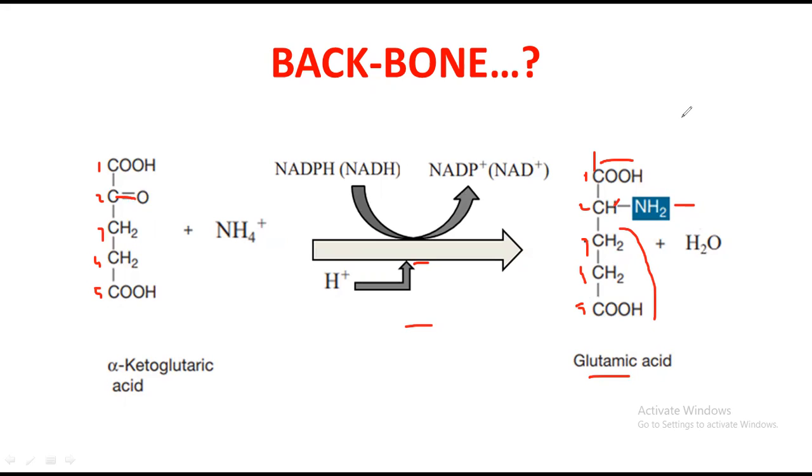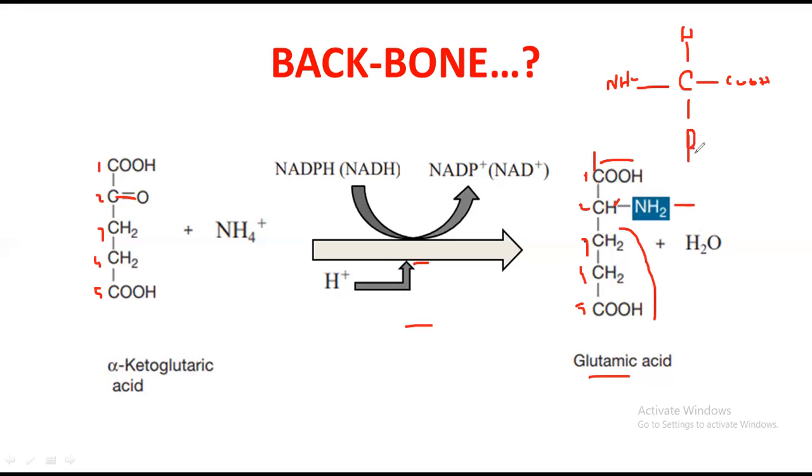So just look here, the amino acid, as I have told you in the structure, has a central carbon. Here is the COOH. This is the NH2, this is the amino group, and this is the hydrogen, and the remaining is the R group.